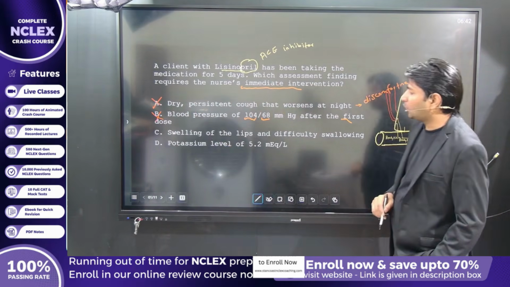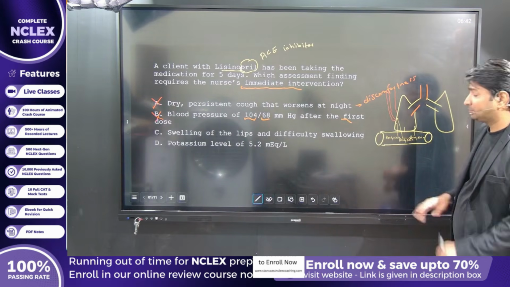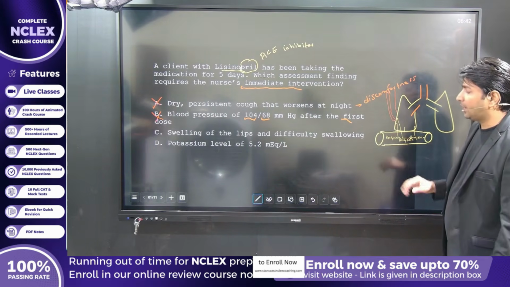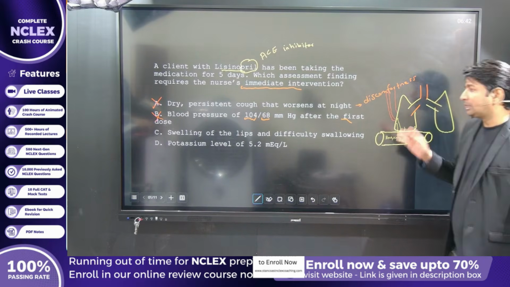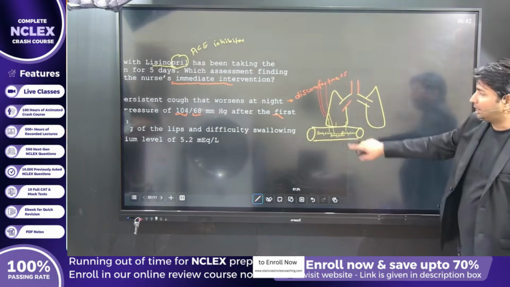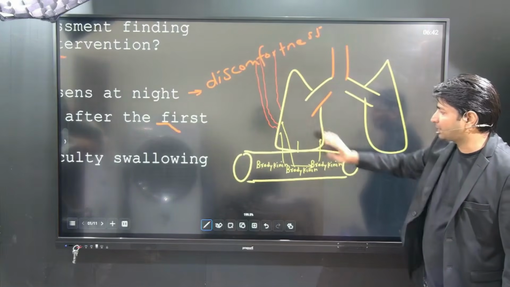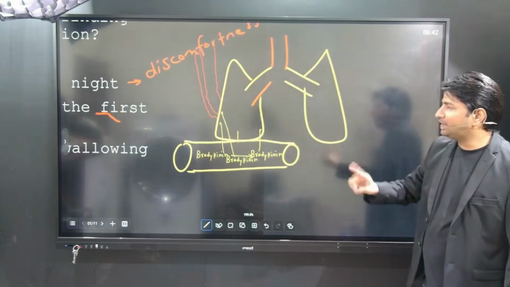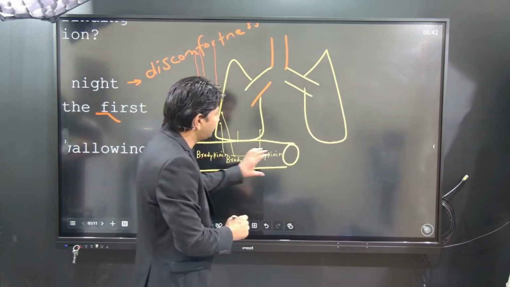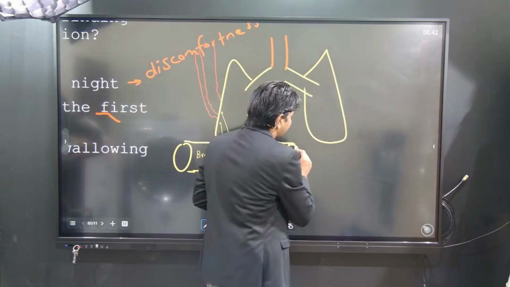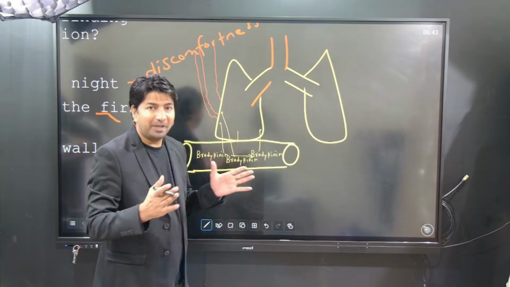Next is swelling of the lips and difficulty in swallowing. If the patient has the swelling over the lips and difficulty in swallowing, so we have to know that if we give the lisinopril to the patient, then it will stop the ACE production. If there is no ACE production, it means there will be too much of the bradykinin. If there is too much of bradykinin, then we know that bradykinin is the inflammatory mediator. It means it will lead to the inflammation.